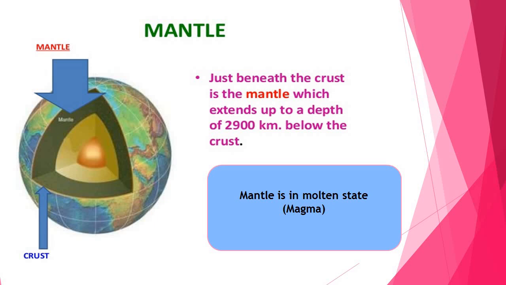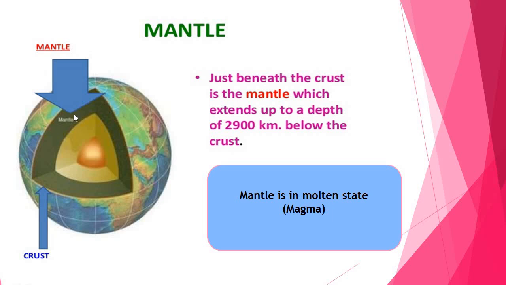Okay, mantle. Just beneath the crust is the mantle, which extends to a depth of 2900 km below the crust. Just after the crust, which layer is there? It is the mantle. It is the second layer of the Earth, and it lies beneath the crust and extends up to the core of the Earth. The average thickness written here is that it extends to a depth of 2900 km, and it is made up of dense rock.